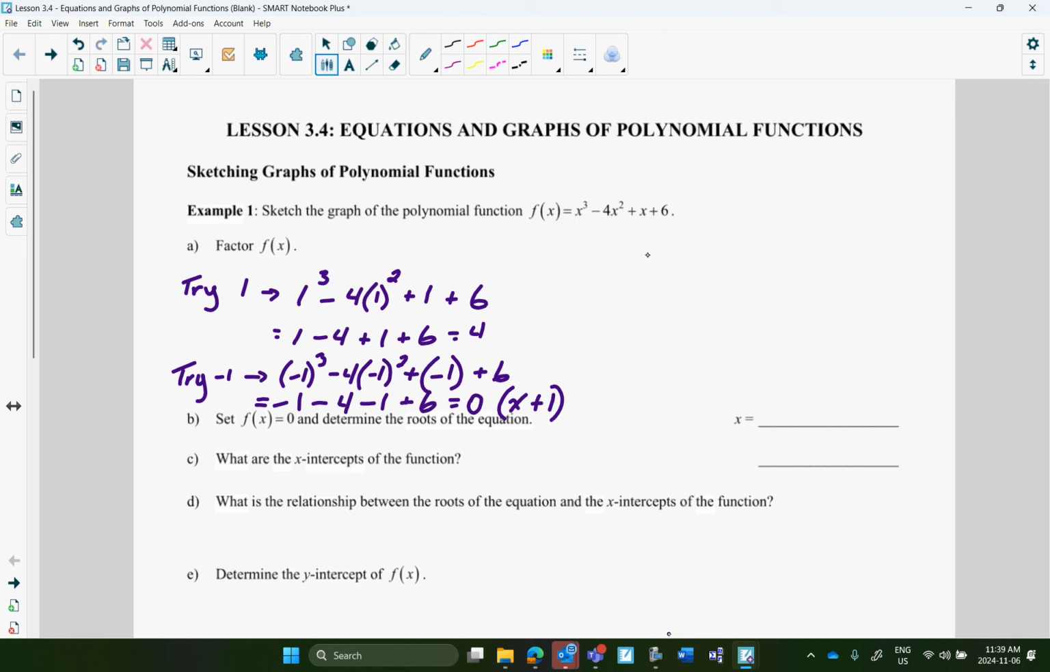Okay, so to find the other factors, I've got to do some synthetic division. So I've got to take the minus 1 that I just tried successfully and then divide it into this. So 1, minus 4, 1, 6. Bring down the first one, times, place, add, times, place, add, times, place, and add. I do get 0.